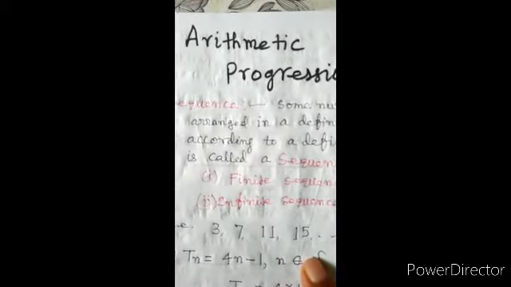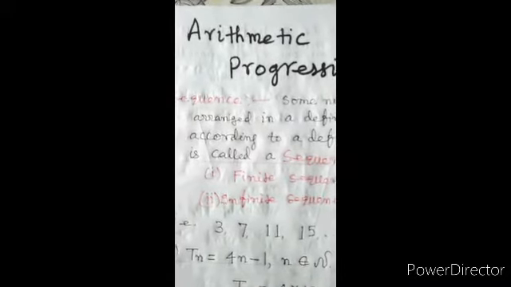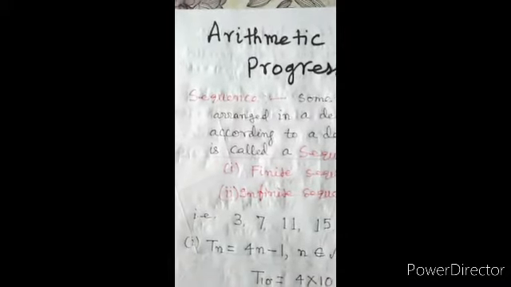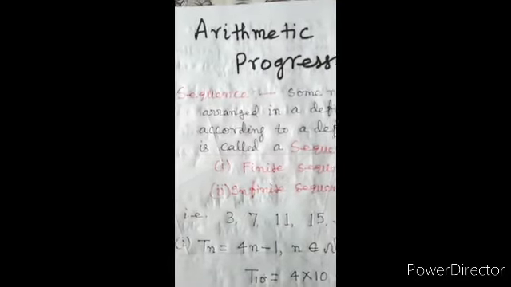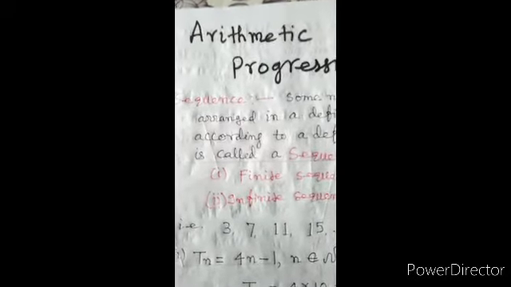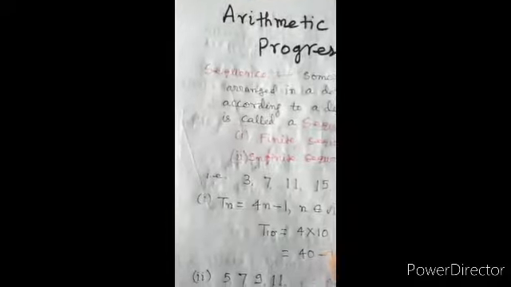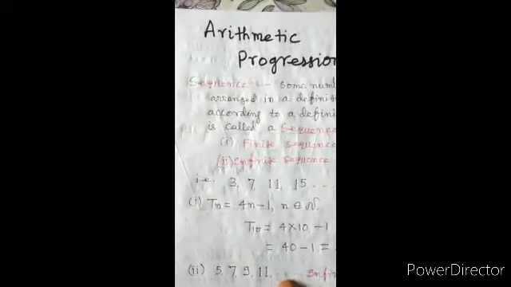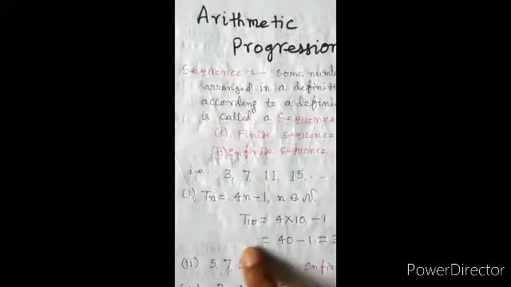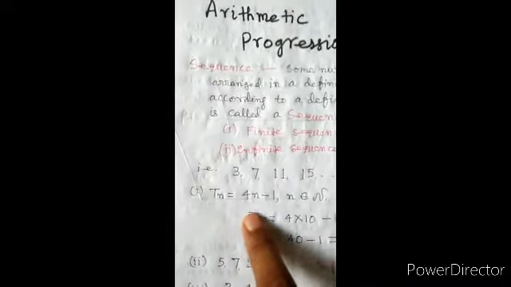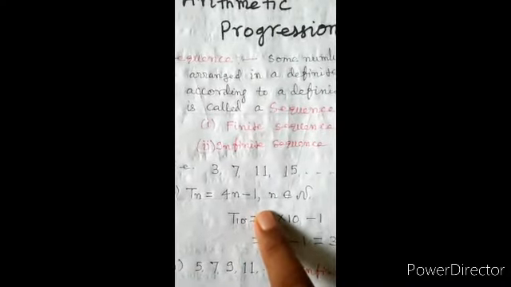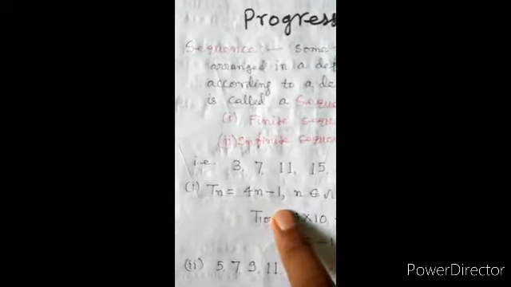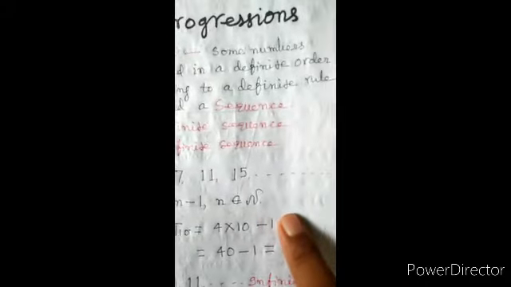In this way, here is a rule. The next term is greater than the previous term, and it is obtained by adding 4 to the previous term. Suppose Tn is equal to 4n minus 1. It is a rule, n belongs to N.